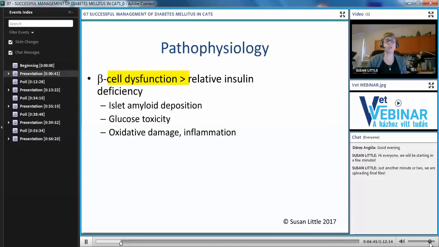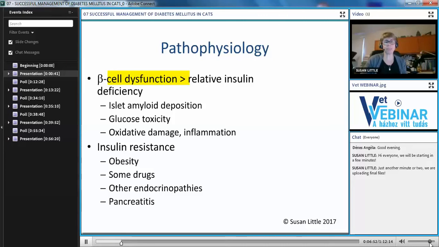And we also get in these patients a relative insulin resistance. So again, obesity is one of the main factors there that causes that peripheral resistance. Some drugs, and probably the best known there would be the corticosteroids like prednisone or prednisolone. Probably many of us have seen patients that have developed diabetes after having been on prednisone or prednisolone. So that's another factor. We'll talk about a couple of endocrinopathies just briefly that might be underlying factors.